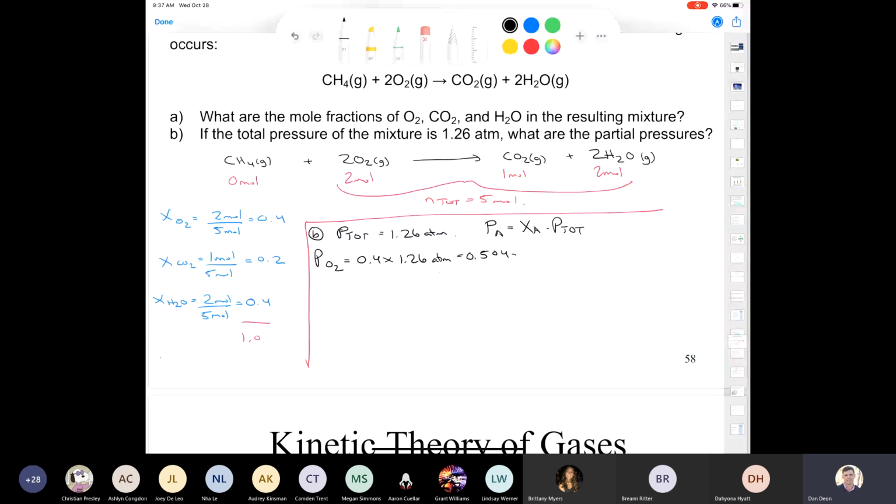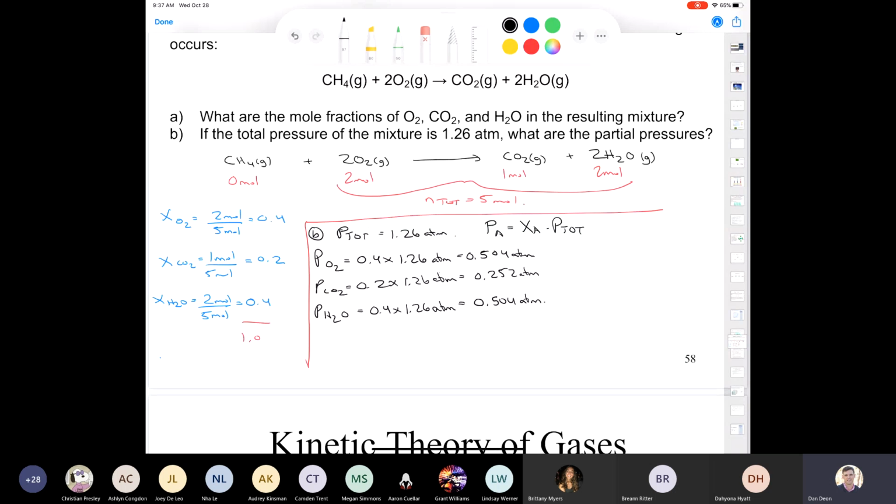0.504 atmospheres. Sorry, I can't read my own handwriting. For our pressure of CO2, we get 0.2 times 1.26 atmospheres, which is equal to 0.252 atmospheres. Sorry if my handwriting is messy. And then the partial pressure of our water vapor is going to be 0.4 times 1.26 atmospheres, and that gives us, of course, 0.504 atmospheres.